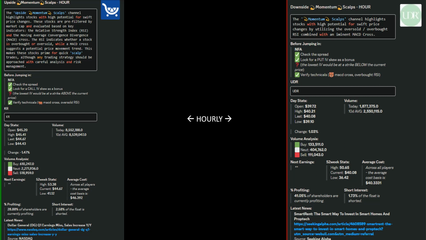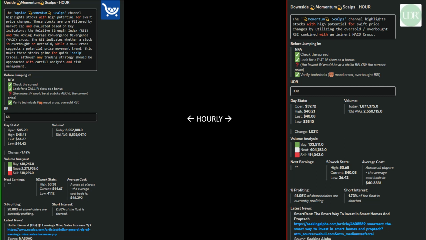Opposite is true for puts, albeit put skews are more rare than call skews. If you happen to get a downside momentum scalp and it has a put skew, where the lowest IV is below the current price, that is an added bonus, kind of like how the sweeps were an added bonus for the specials. If you get that skew to go along with the direction of your play, it's going to increase your chances of profit that much more. So again, it's very, very simple. You have everything here explained on these feeds.